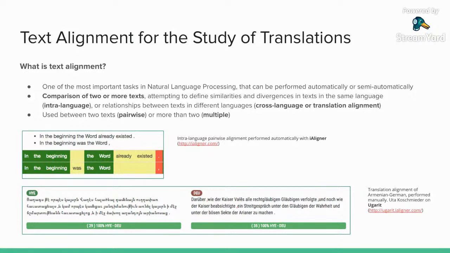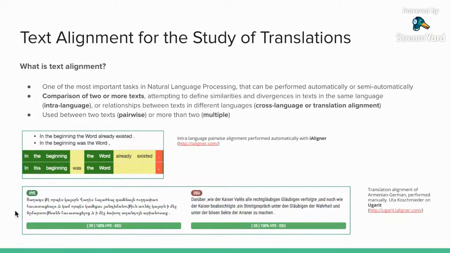And it can be performed across texts in the same language. So sometimes we can talk about intra-language alignment, and you can see some examples of intra-language alignment right here. There is an automatic pairwise alignment that is performed with another program, iAligner, that you can see in the first picture of this slide. Or we can do a comparison between texts in different languages. And in that case, we talk about cross-language alignment or translation alignment.